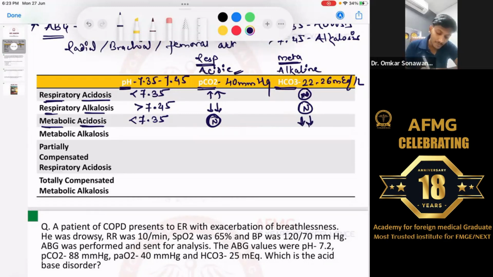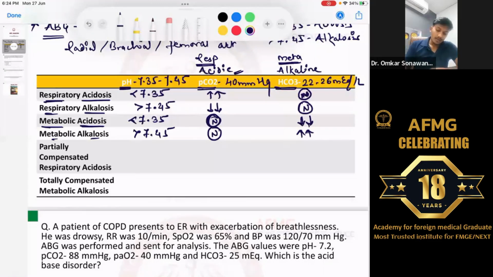Next, last one is metabolic alkalosis. If I talk about metabolic alkalosis, it is alkalosis, so the pH value should be more than 7.45. As it is metabolic in nature, again the PCO2 value should be normal. Whereas if I talk about the bicarbonate values, definitely the bicarbonate values here would rise. Okay, why? Because as we know, bicarbonates are alkaline in nature and the patient is also suffering from alkalosis. That means definitely the bicarbonate values in this patient have gone up.